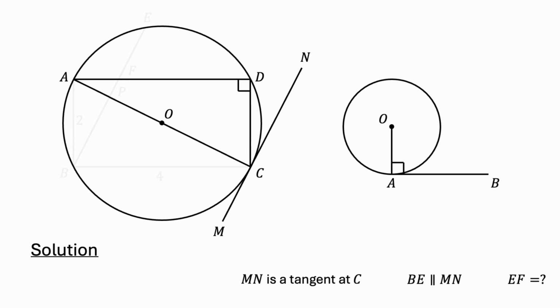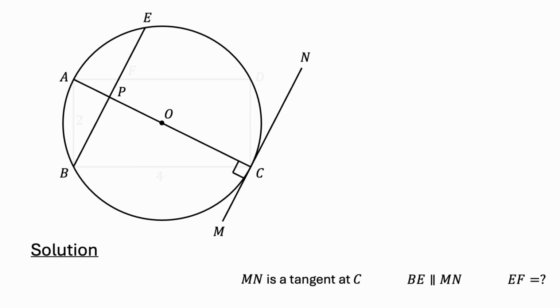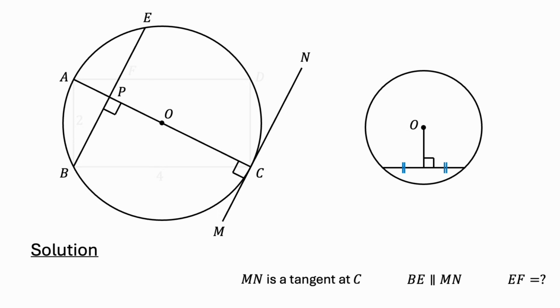Next, recall that if AB is tangent to a circle of center O, then angle OAB is a right angle. Since MN is tangent at C, angle OCM equals 90 degrees. Following this, consider the lines BE, AC, MN, and the circle. Since BE is parallel to MN, angle BPO is also a right angle. Since the perpendicular from the center bisects a chord, we have BP equals EP. BE, which equals BP plus EP, thus equals 2BP.